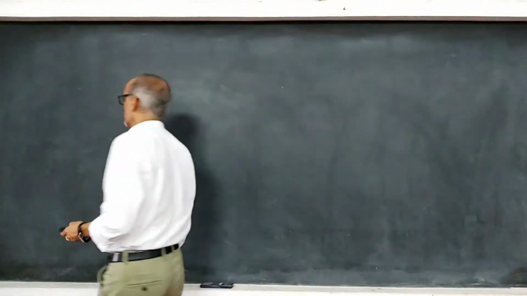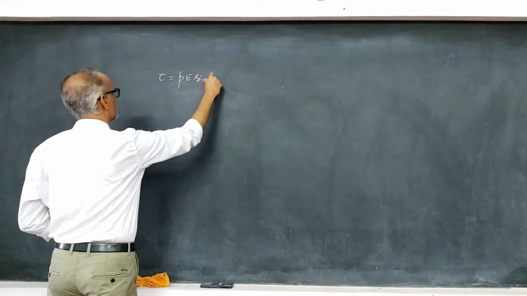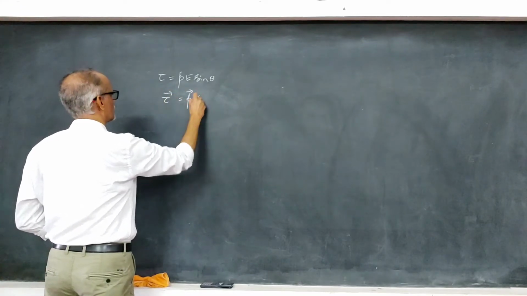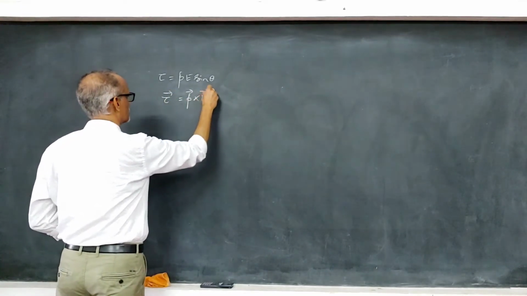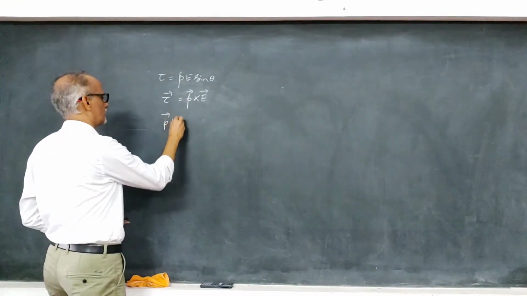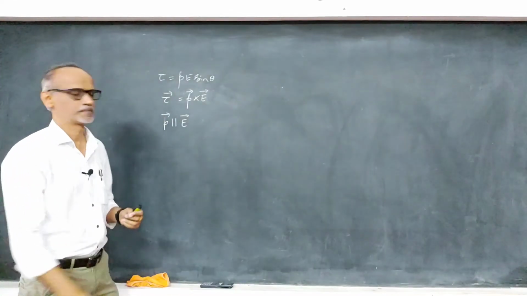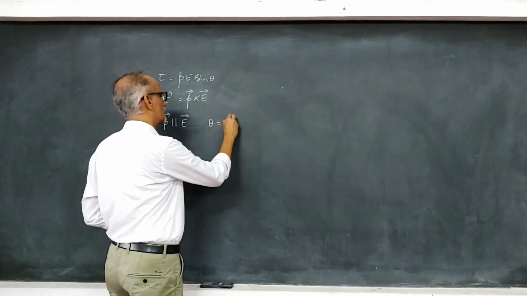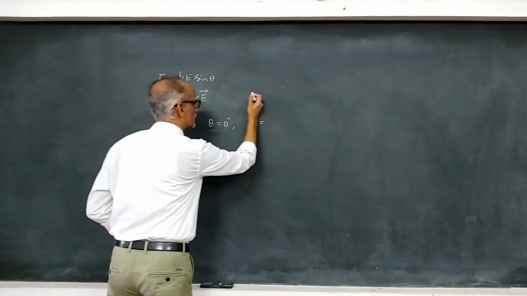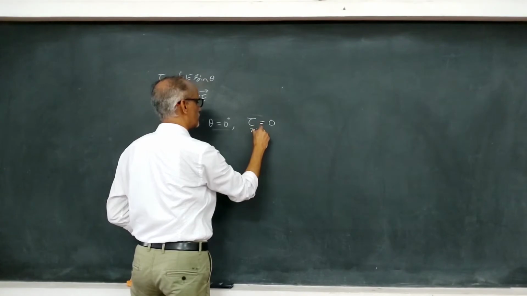So, the expression is tau equals PE sine theta, and in vector form, vector tau is equal to vector P cross vector E. If the electric dipole moment is parallel to the electric field, then theta is 0 degrees. Then the torque is PE sine 0, and sine 0 is 0, so we get 0. So, torque is minimum.